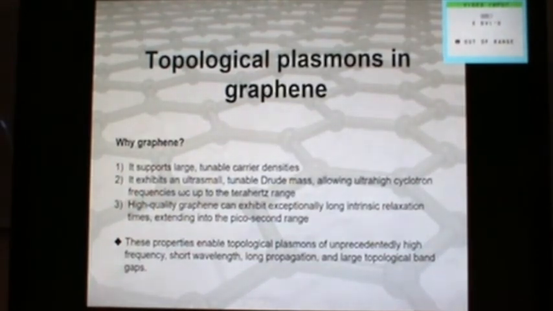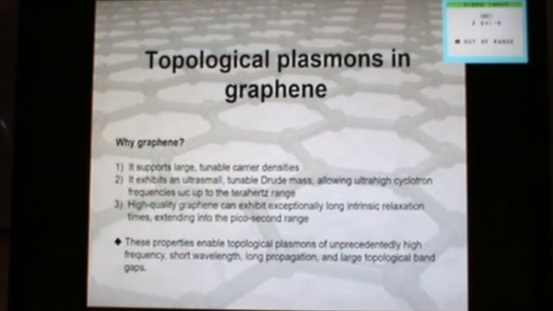Now we talk about the topological plasmons in graphene. So why graphene? Because graphene supports a very large tunable carrier density. That's the reason. Secondly, it has small tunable band gaps, allowing high cyclotron frequencies up to the tens of terahertz range. And high quality graphene can have exponentially long relaxation times, up to the picosecond range.